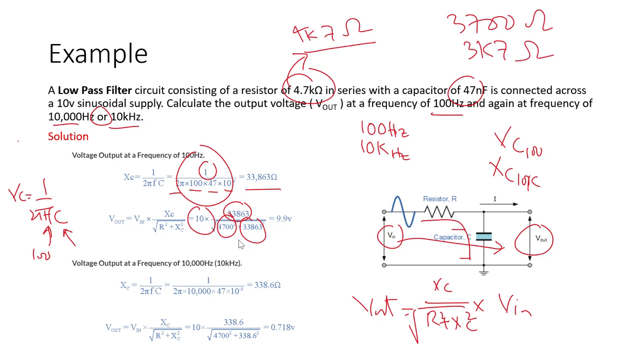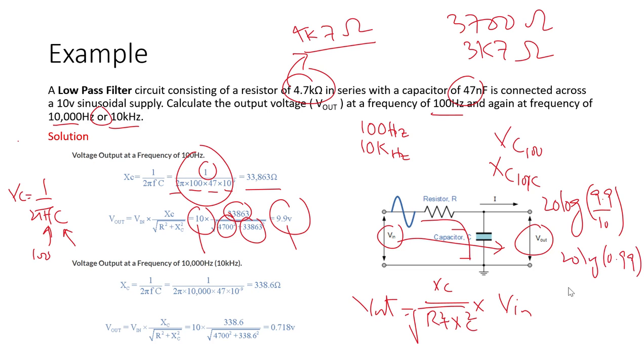Okay, so we put this for 4700 square and 33863 square, and we got 9.9 volts. So the input voltage is 10 and the output voltage is 9.9 volt, which is almost equal to 10. If we want to calculate the gain in terms of voltage, what will we do? We will write 20 log output by input, 9.9 divided by 10. So this turns out to be 20 log of 0.99, which is almost equal to 0.